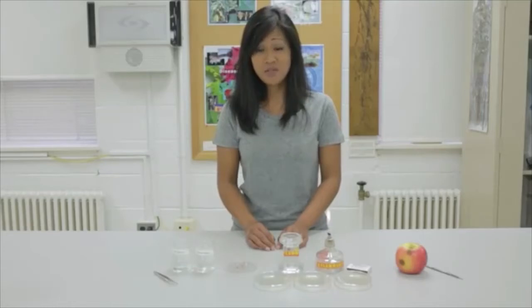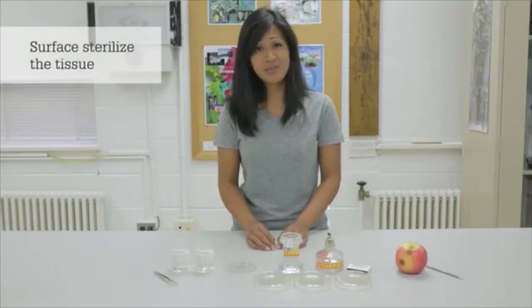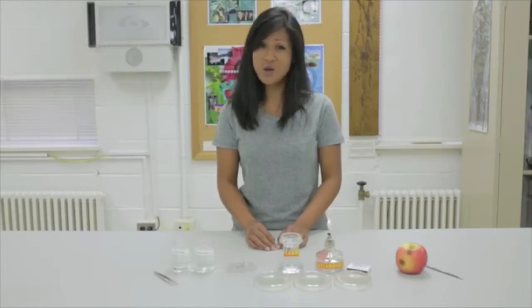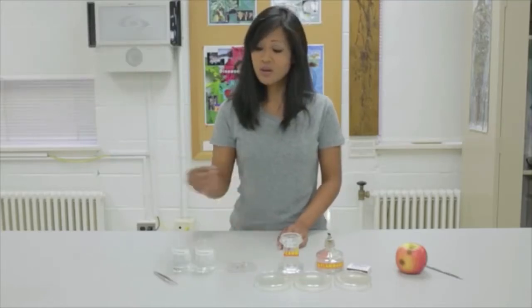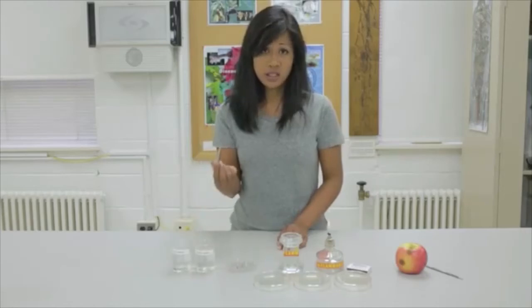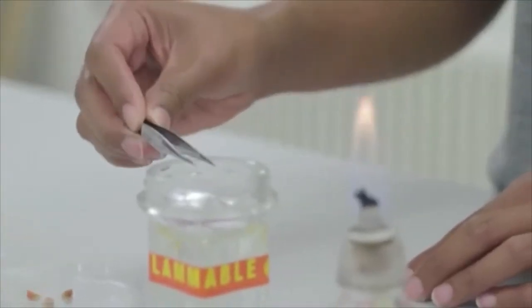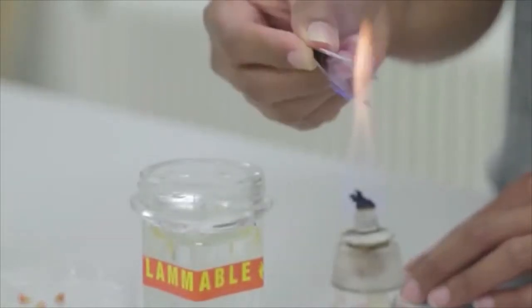Once we have several pieces of tissue, we need to surface sterilize them. This step should kill all organisms except for the pathogen that is growing inside the tissue. The first thing we'll need to do is sterilize the forceps. Dip them into the alcohol, drip off the excess, and then hold them into the flame.